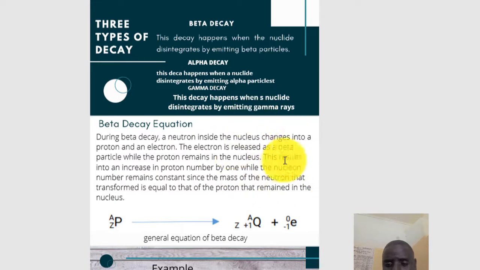So as a result of this, there is increase in proton number by 1 whenever a beta particle is released, while the nucleon number remains constant. The reason why the nucleon number remains constant is because the mass, since one neutron was converted into a proton, so it means that a neutron was replaced by a proton in the nucleus. This makes the mass to remain constant.